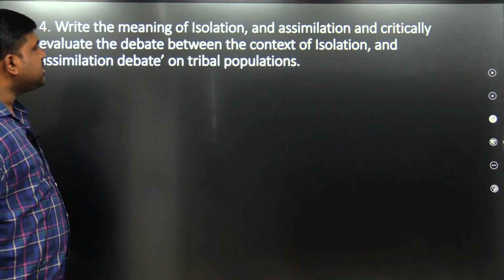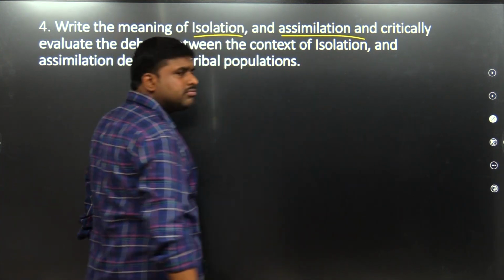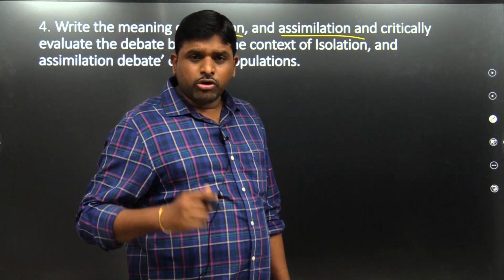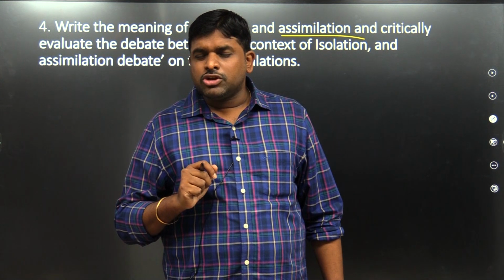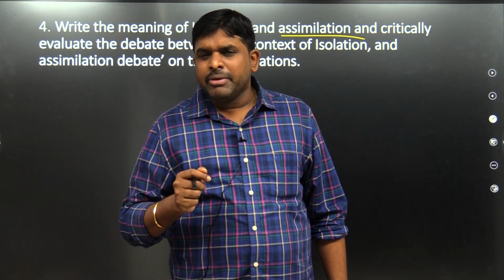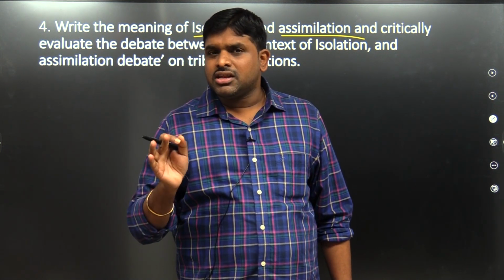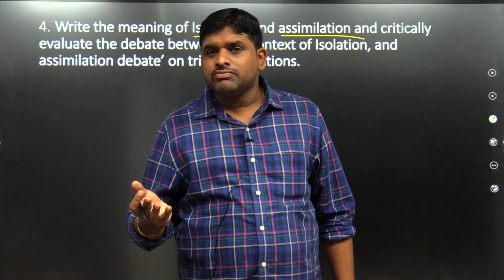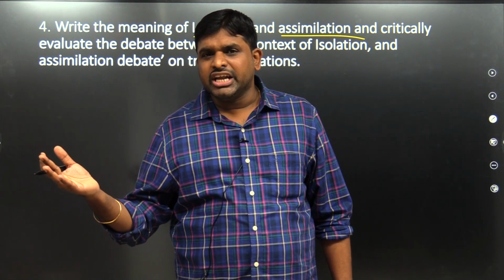The next question is, write the meaning of isolationism. Isolationism, assimilationism. What is isolationism and assimilationism? Here you have to remember Verrier Elwin. Verrier Elwin is the first person who believed the tribes should be isolated. If they come into contact with the mainstream, their lives will become more vulnerable. So he is the first person who advocated isolationism, but later, because of the influence of Jawaharlal Nehru, he changed his stand from isolationism to integrationism.